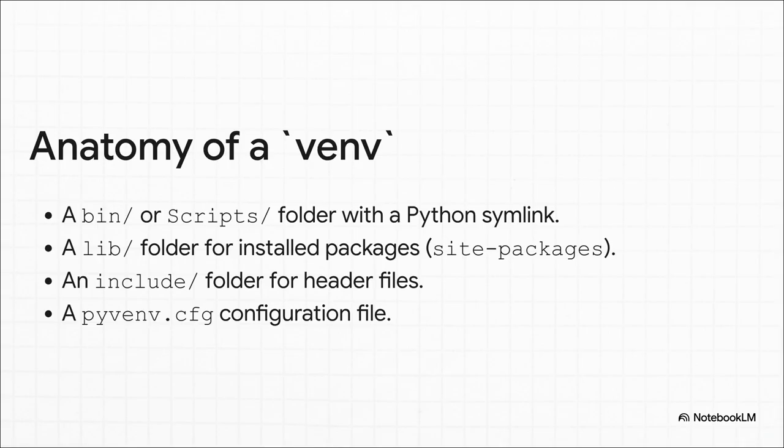You've got a bin or scripts directory, which holds a little pointer, a symlink to a Python executable. Then there's a lib directory, and that's the home for all the packages you install with pip. And finally, you have this tiny pyvenv.cfg file, which is just a little note that tells Python, hey, this is a virtual environment. And that's it. No smoke and mirrors. This simplicity is the whole point. It's why they're so lightweight, so fast to create, and why you should think of them as totally disposable.